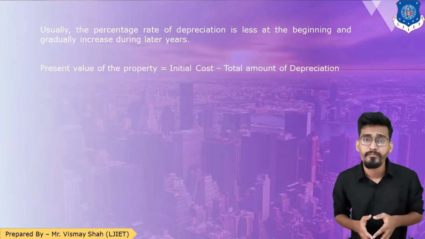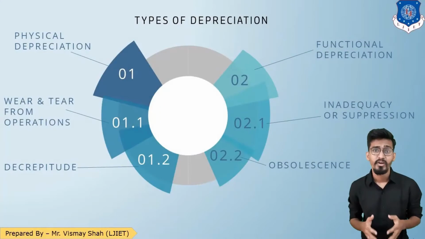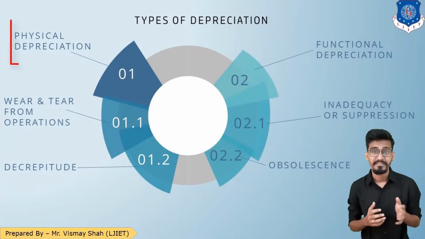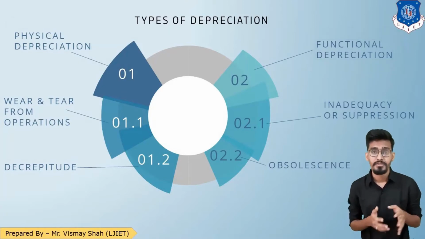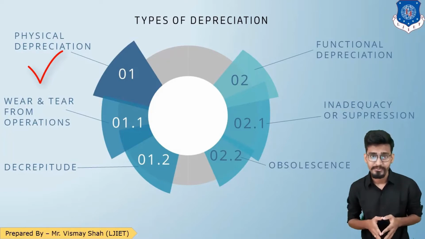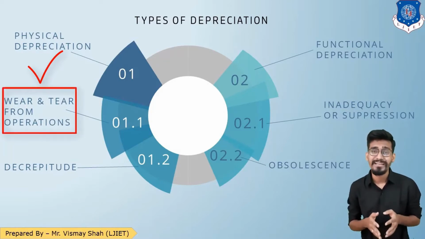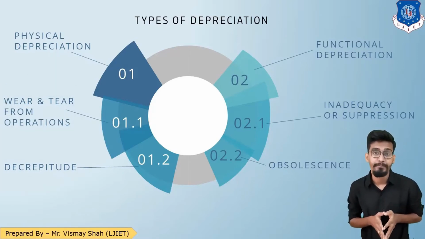Let us move further towards types of depreciation. So there are two types of depreciation: physical depreciation and functional depreciation. So starting with the physical depreciation, it is further divided into two types. The first is wear and tear from the operations, and the second is depreciation. So talking about the first physical depreciation, that is wear and tear from the operation.